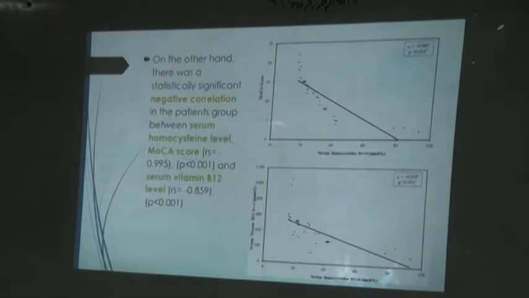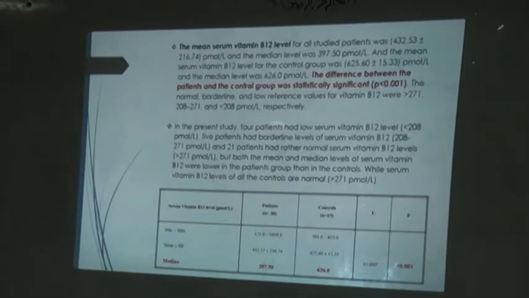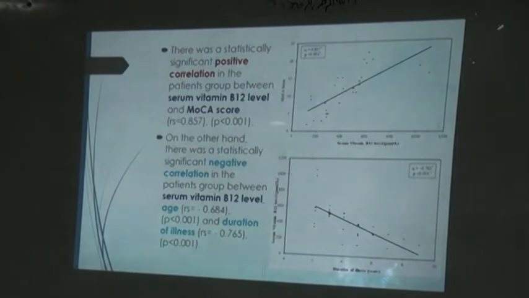There was a negative correlation between serum homocysteine level and MoCA score as expected. Patients with higher degree of cognitive impairment, lower MoCA score, had higher homocysteine level. Serum vitamin B12 was significantly lower in patients than in control. Patients with lower degree of cognitive impairment, higher MoCA score, showed higher serum vitamin B12 levels. Patients with longer duration of illness showed lower vitamin B12 levels.